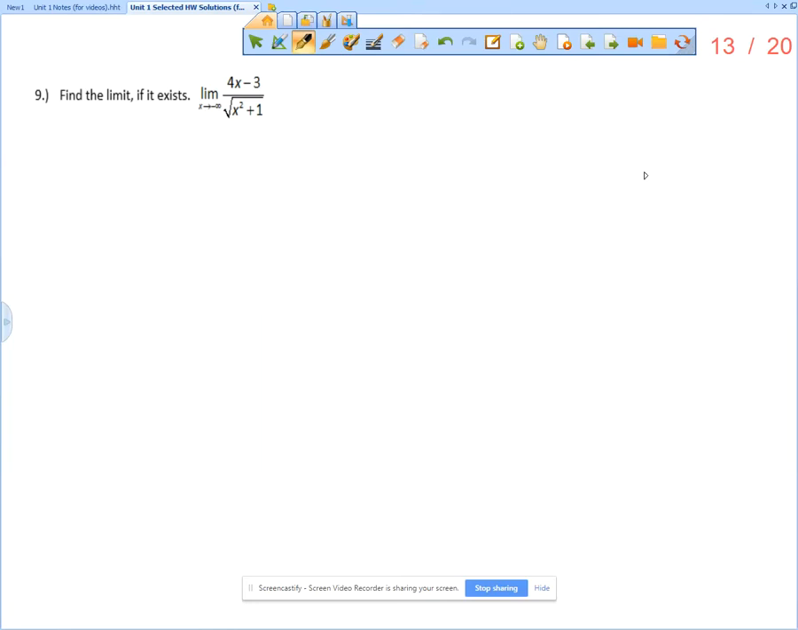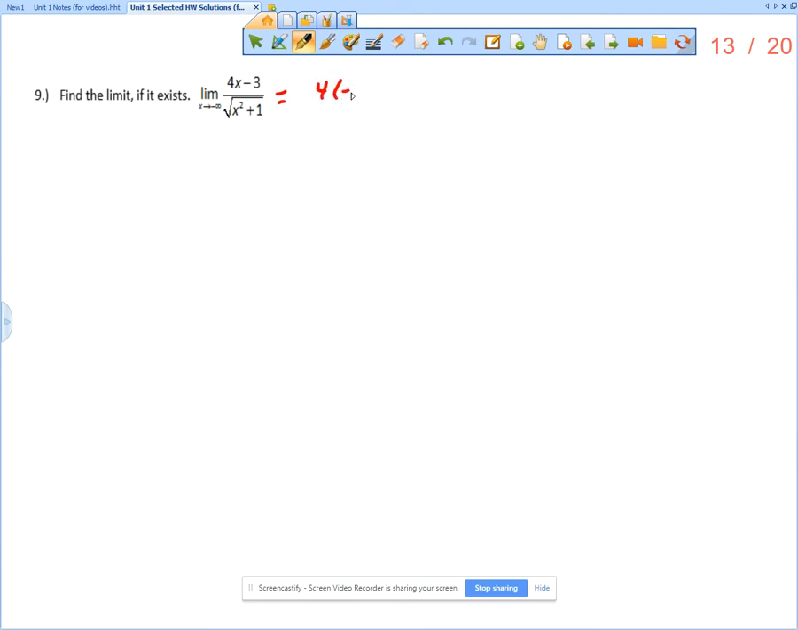This is the solution video for section 1.5, problem number 9. So here it says find the limit if it exists. So the limit as x approaches negative infinity of (4x minus 3) over the square root of x squared plus 1. So our first step in any limit problem is to substitute.